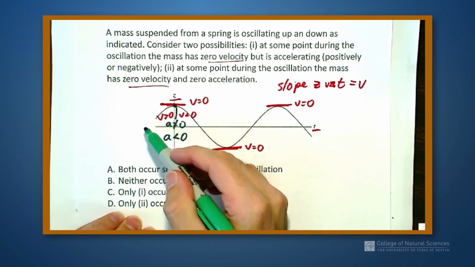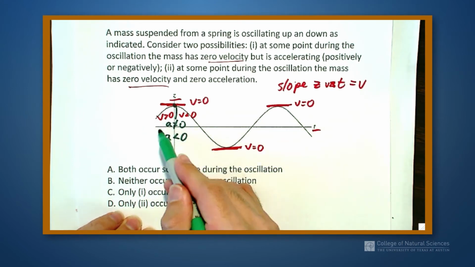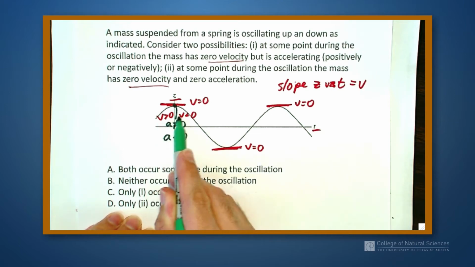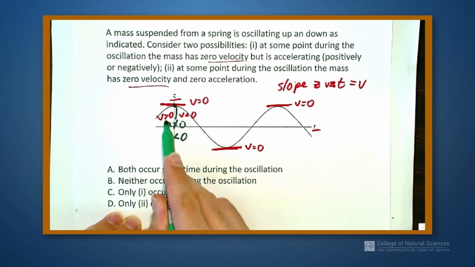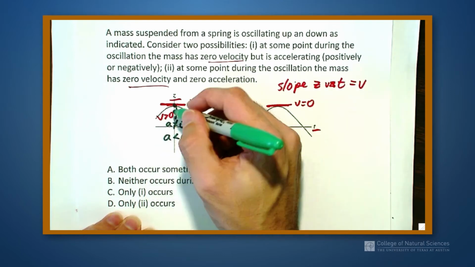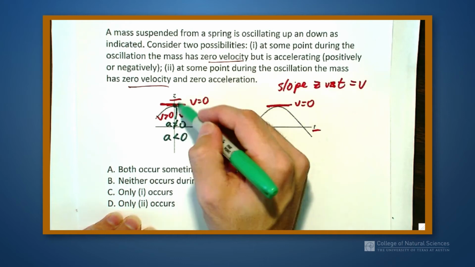That means the object turned around. So the acceleration turning around means that we're opposing the velocity, going in the opposite direction. So it goes positive to negative. Our acceleration is in the negative direction. It's actually trying to pull it back towards the center.